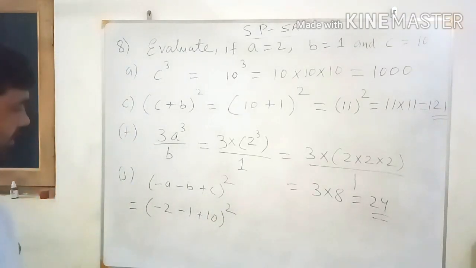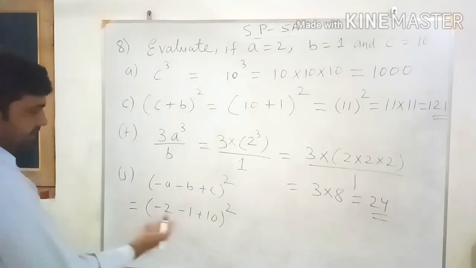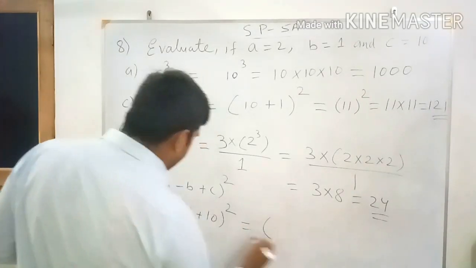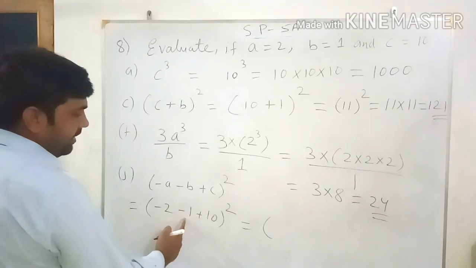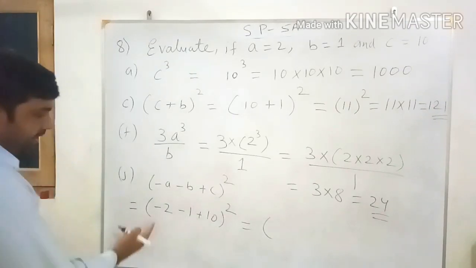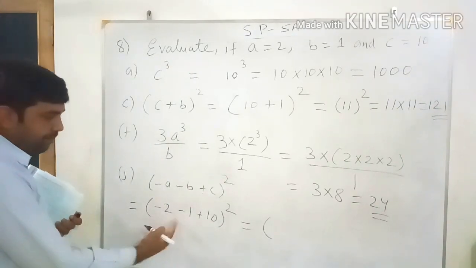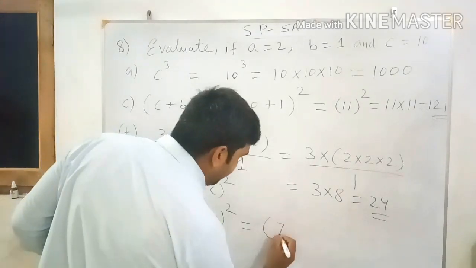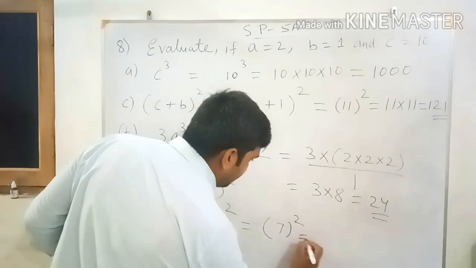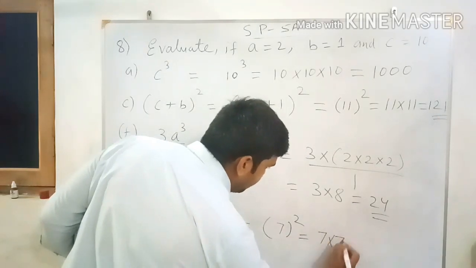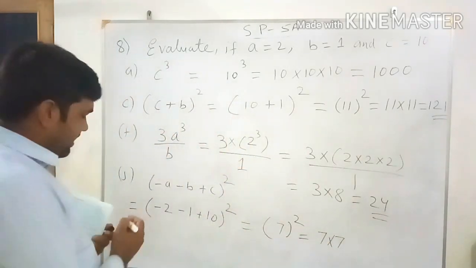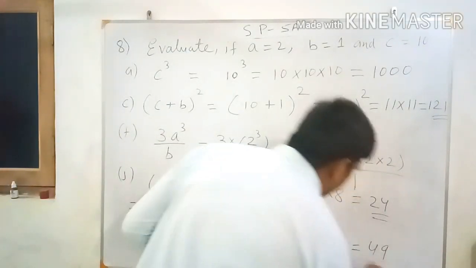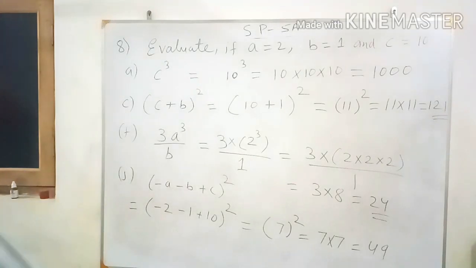Now add all the numbers given in the bracket. First we solve the bracket. So in the bracket what did you get? Minus 2 minus 1 is minus 3, then minus 3 plus 10 is 7. So here you will get 7 square. And 7 square means 7 multiply 7. 7 sevens are 49. So what is the value you got? 49.